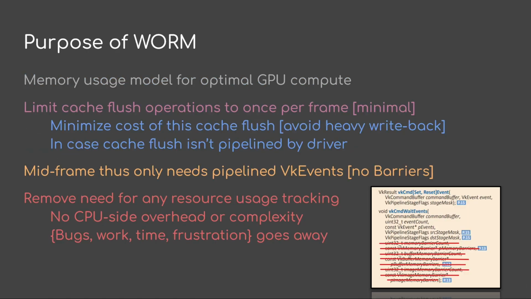So why am I putting a worm in Vulkan? Well, worm is really a memory usage model for optimal GPU compute. It limits the cache flush operations to once per frame. It minimizes the cost of the cache flush. It avoids heavy possible write-back in case a cache flush isn't pipelined by the driver. Mid-frame thus only needs pipeline events, no barriers. It removes the need for any resource usage tracking, no CPU overhead or complexity. All the associated bugs, work, and time and frustration just go away.